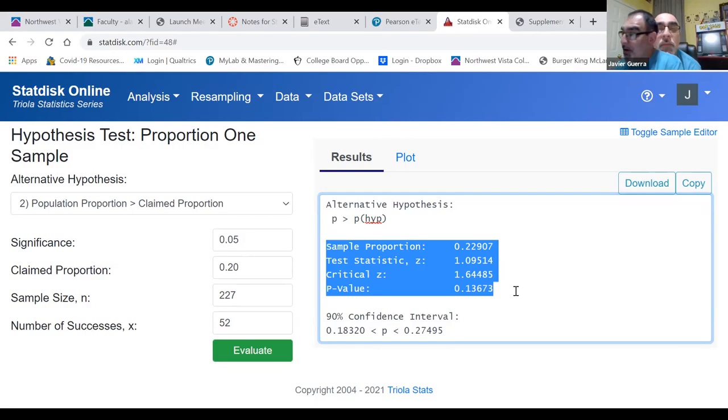And you write it down. I'm going to write down everything I have here. Sample proportion, you just copy it down. Sample proportion is 0.22907. You write down the test statistic, 1.09514. You write down the critical Z, 1.64485, and then you write your p-value. So that's all you do for step three. You just copy the center block of the results.